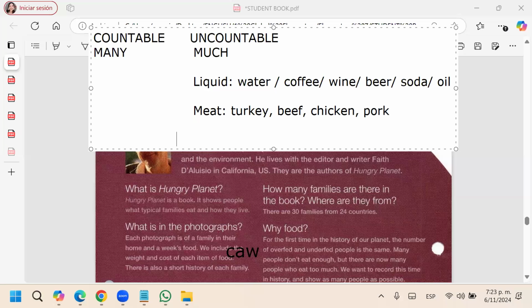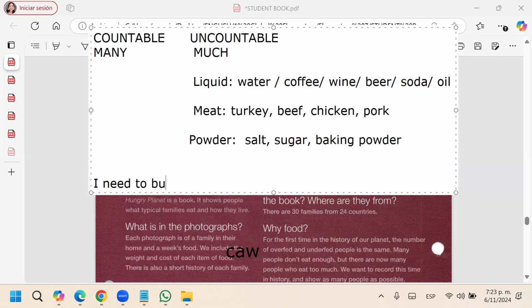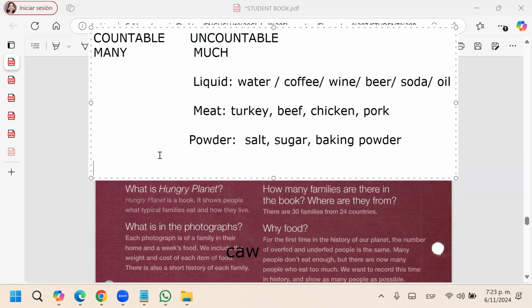Another thing that is uncountable in English is the powder. When I say powder, I mean the salt, the sugar, the baking powder. For example, I say, I need to buy 2 sugars. 2 sugars, like 2 grains of sugar? No, maybe 2 packages, 2 kilograms, 2 pounds. But two sugars, like 2 grains, no, I don't think so. So the powder, most of the time, is uncountable.